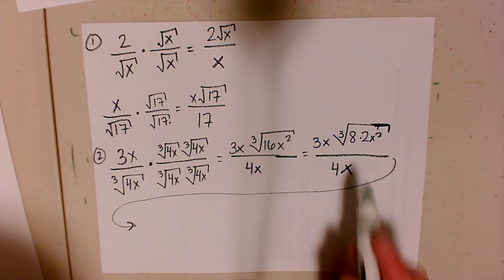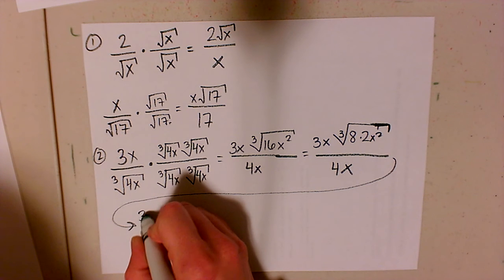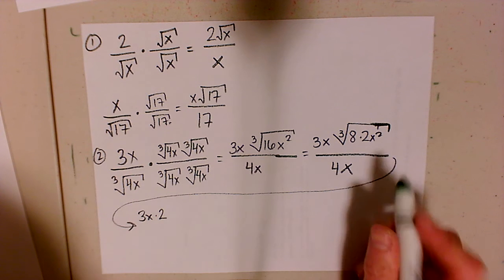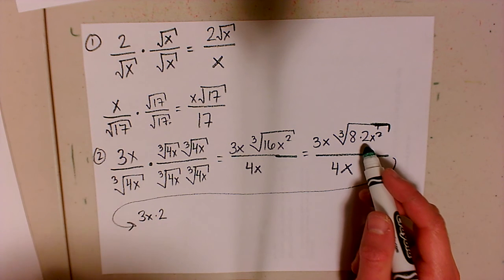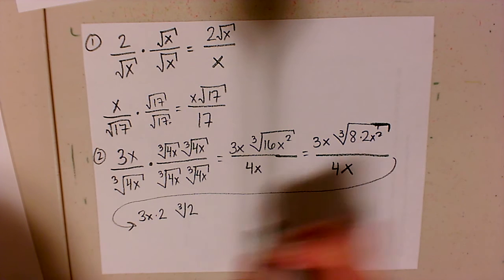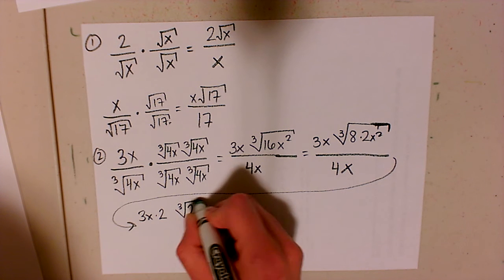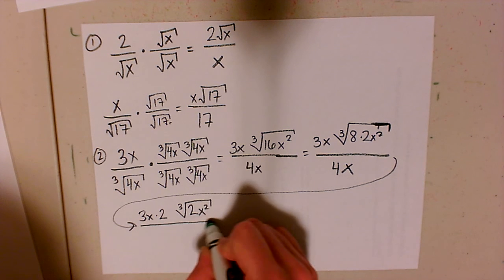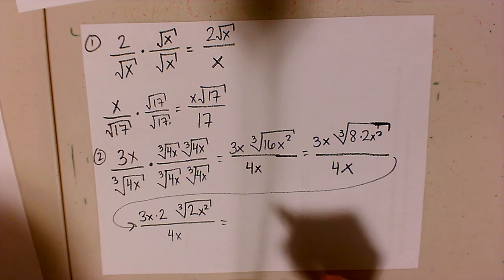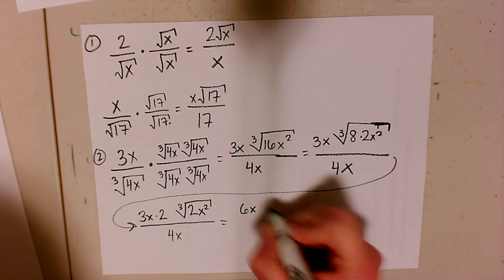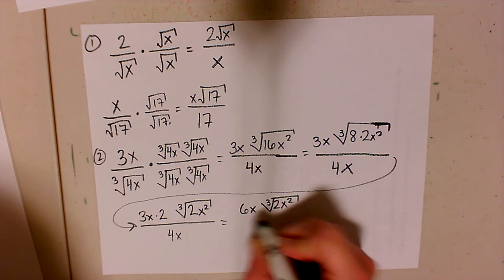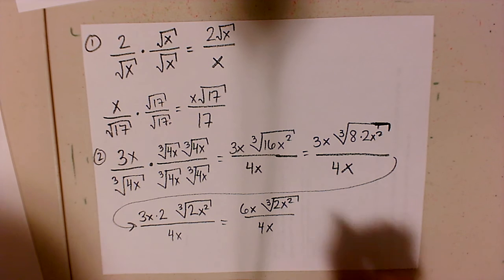The cube root of 8 is 2, so we already have our 3x on the outside, and we'll pull that 2 out. The 2 on the inside, we can't take the cube root of, so we leave that in, and our x squared we'll also leave on the inside. This is all over 4x. So 3x times 2 gives us 6x, and this is the cube root of 2x squared all over 4x.